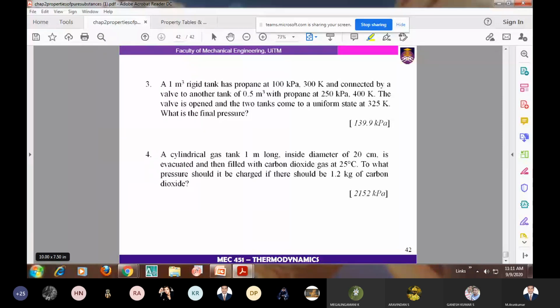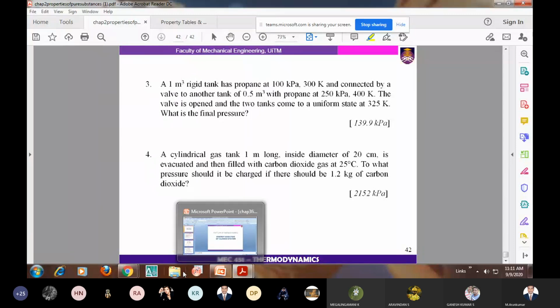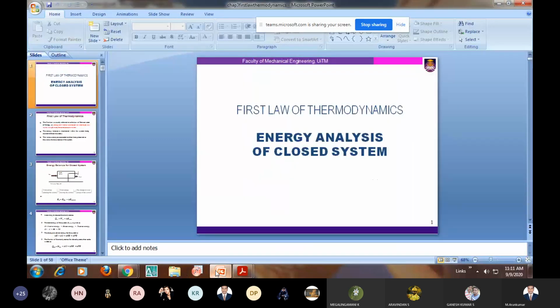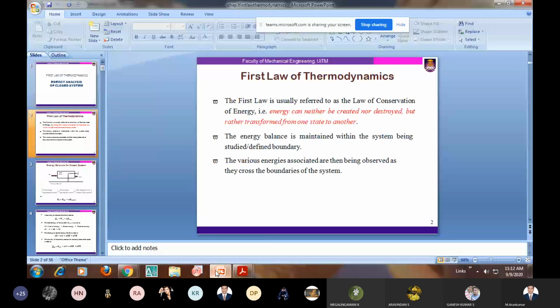Just go through this. Then we can move to the next chapter, that is the first law of thermodynamics, the energy equation. We already discussed this slide, so we can briefly go through these slides. Energy analysis of a closed system was discussed in early classes, so just get a quick go through.